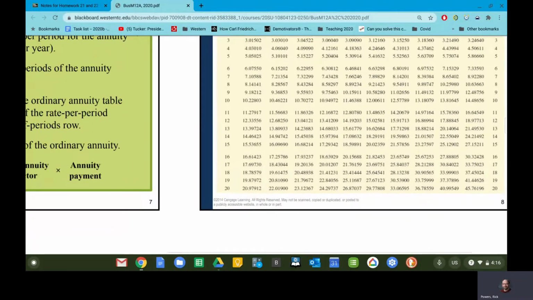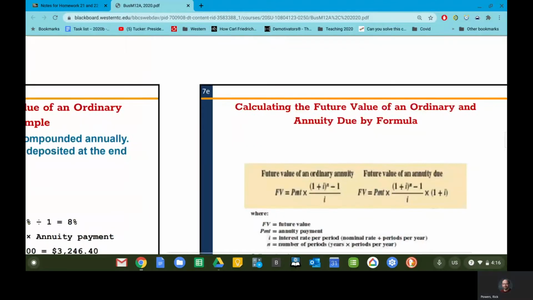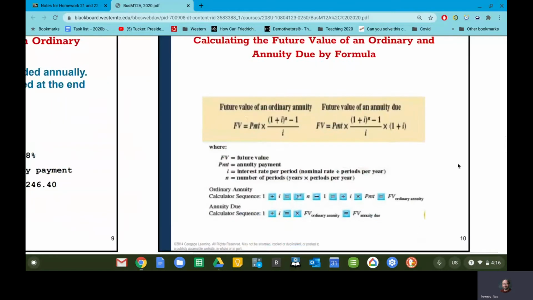But then there's also a formula. Notice that we're going to be using the future value of an ordinary annuity. And it's really important that you pay attention to the fact that the top of this fraction needs to be done separately from the bottom.